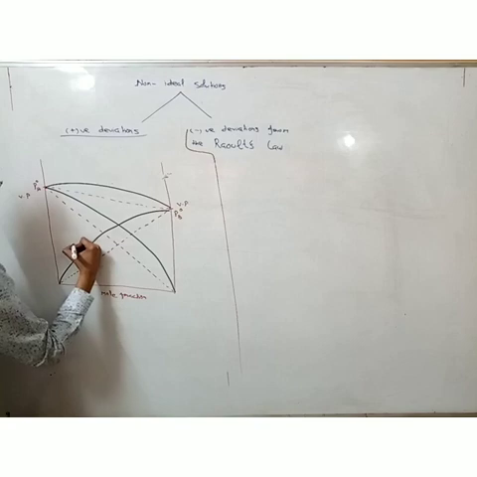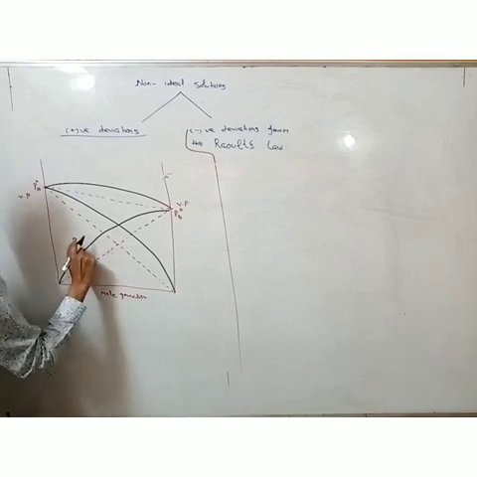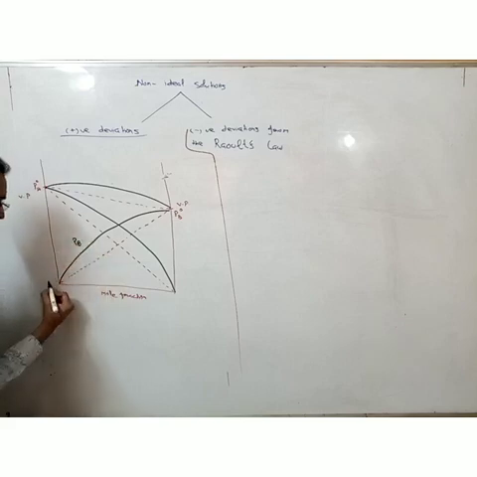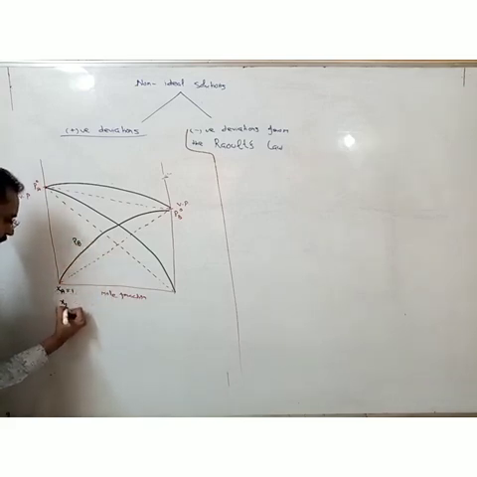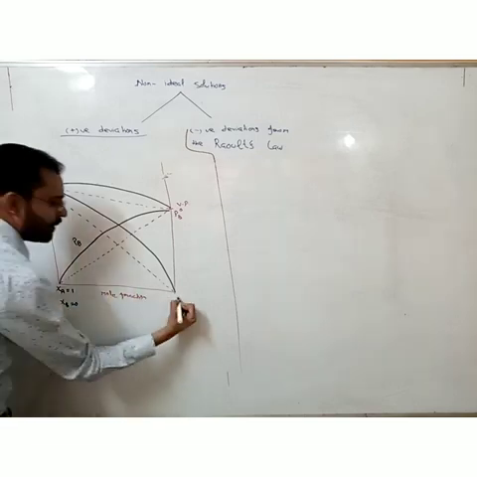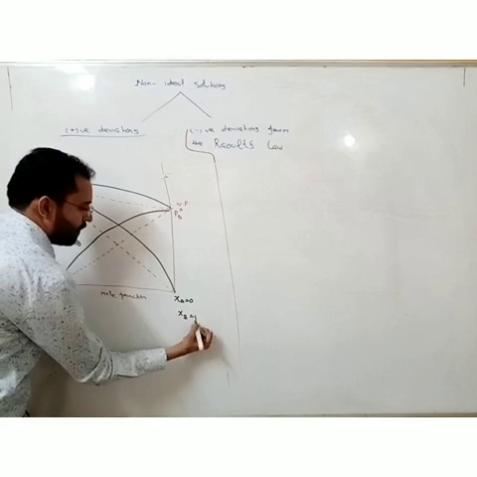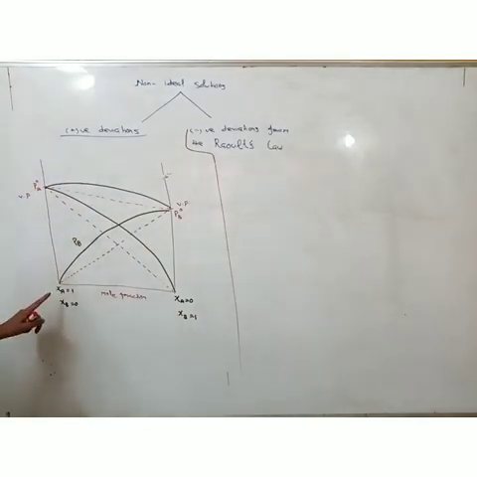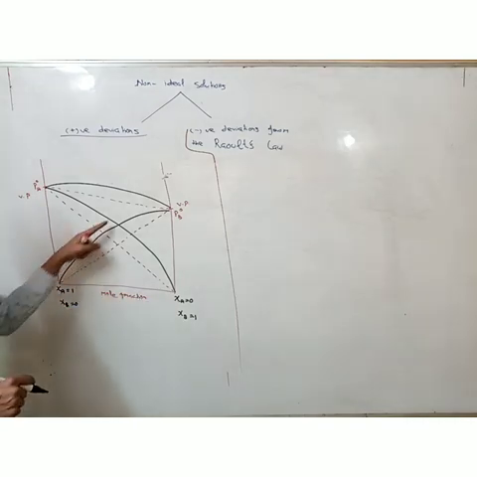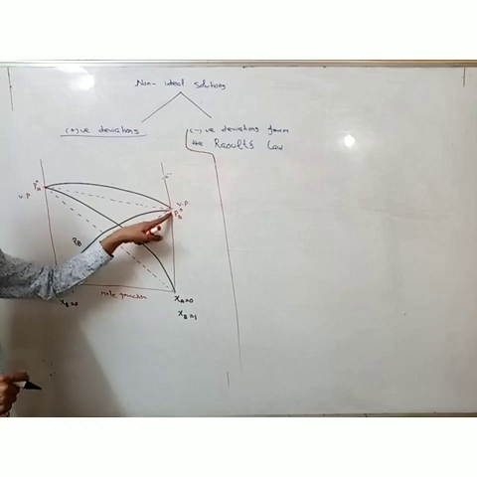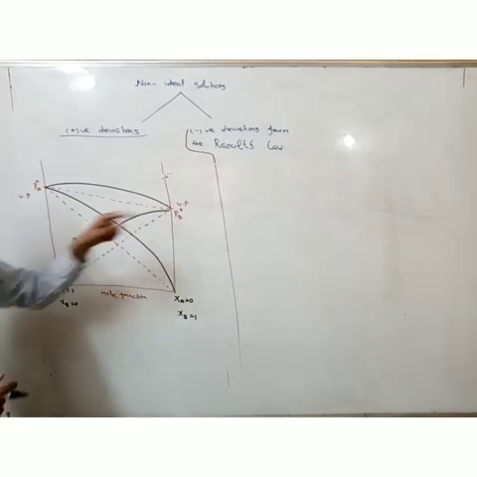This line represents partial pressure of component B. Let me mark this. This is XA1, XB0, XA0, XB1. So as mole fraction of component B increases from 0 to 1, its vapor pressure increases and becomes maximum at this point, PB naught.